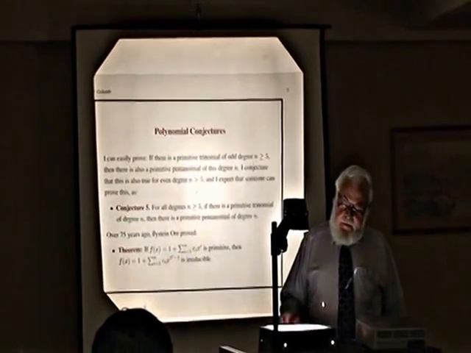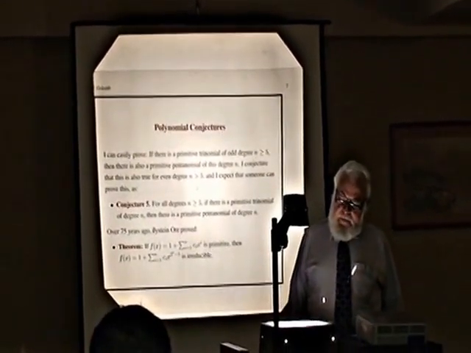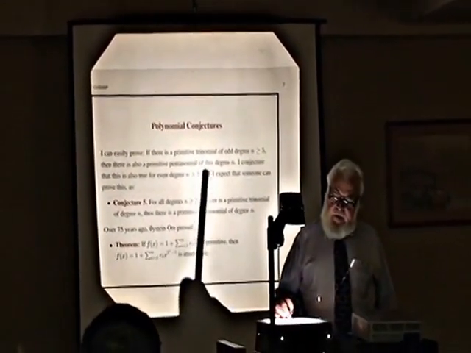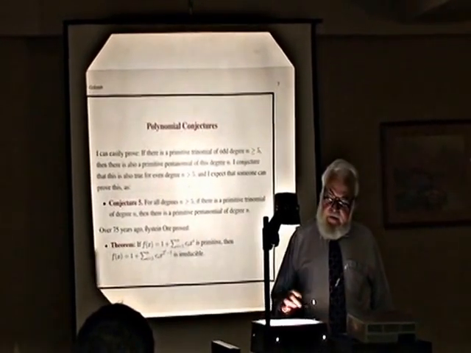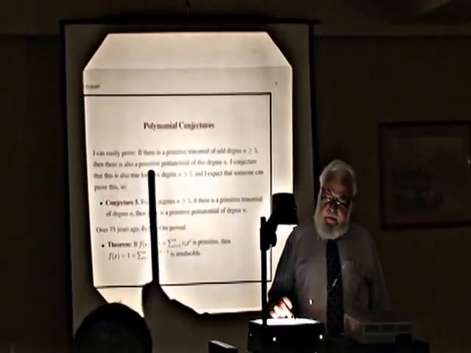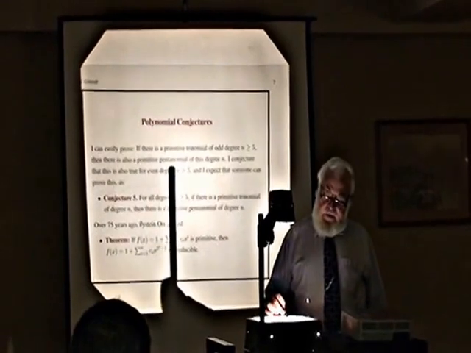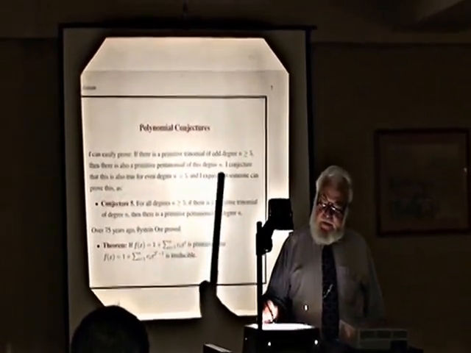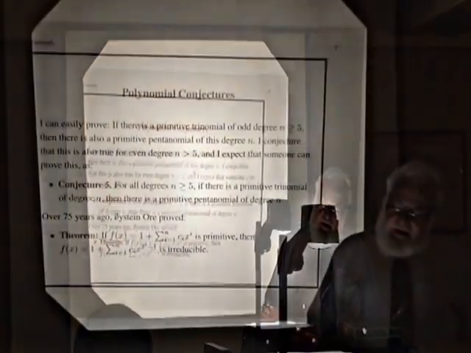Here's something I can prove that I haven't published. If there's a primitive trinomial of odd degree n greater than or equal to 5, then there is also a primitive pentanomial, a 5-term primitive polynomial of degree n.